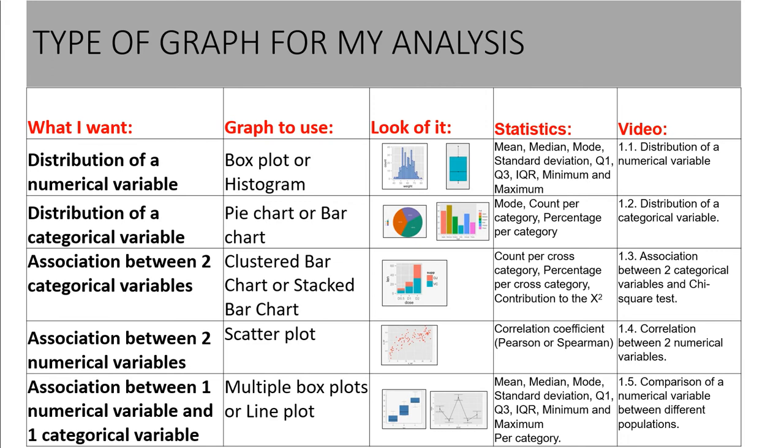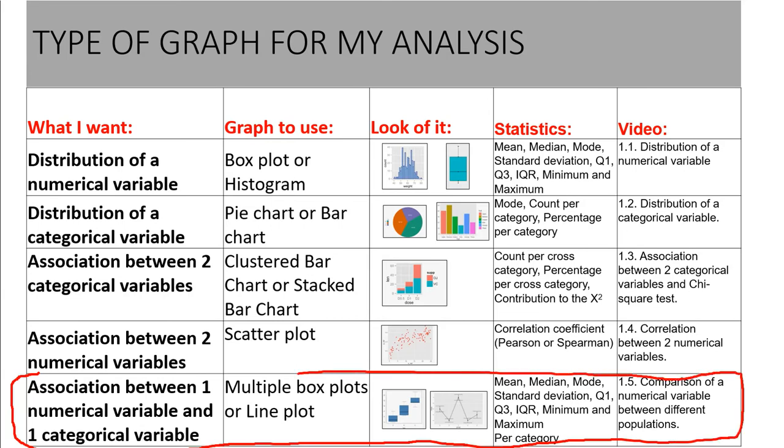Okay. Now, association between one numerical variable and one categorical variable. That one is when, for example, you want to look at the difference of height between two groups, between males and females. If you see a difference between males and females, it means that there is an association between the numerical variable height and the categorical variable gender. Okay? It's exactly the same as measuring the association between this numerical variable and that categorical variable.